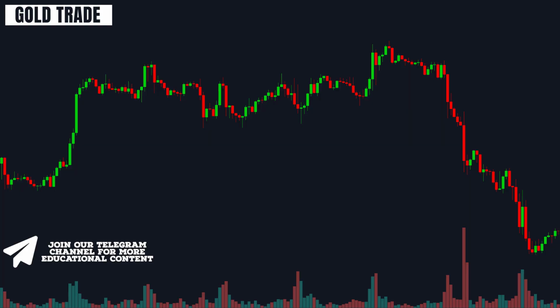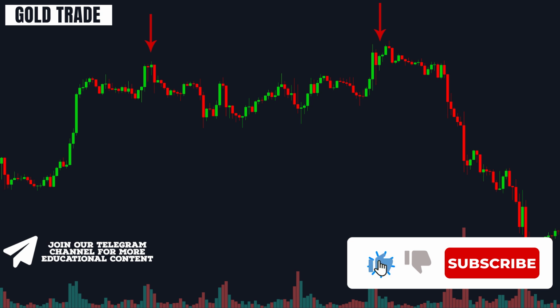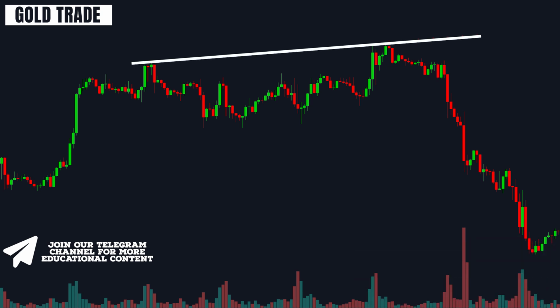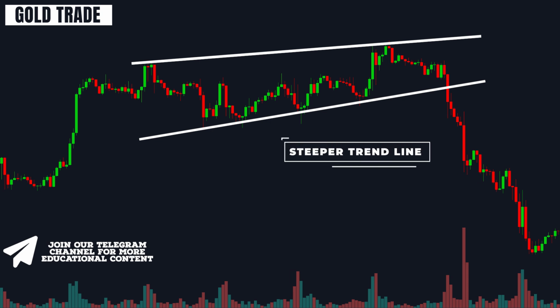Here's gold. And as you can see, we initially have a strong uptrend with almost all green candles in a row. The price then forms higher highs, enabling us to draw the upper trend line. At the same time, it makes higher lows along the bottom so that we can draw another trend line right here. We can also see that the lower trend line is steeper, showing us a loss of momentum.